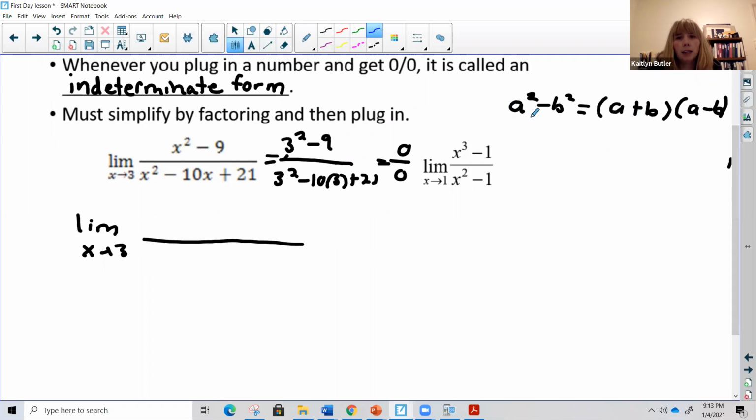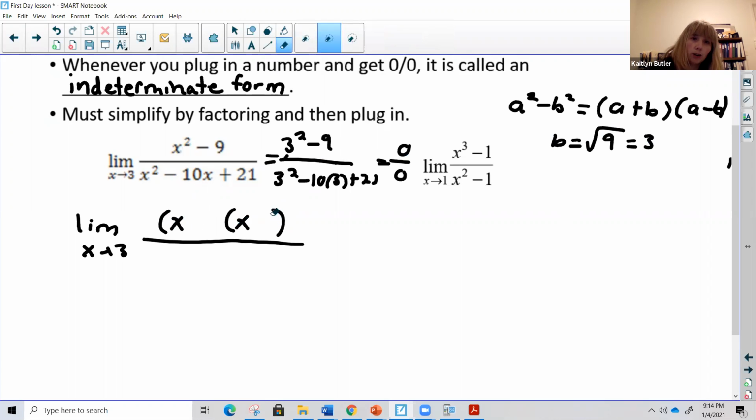A is the value you were squaring to get this number. For this one, I have x squared minus 9, so x would be your a. You'd have x here and x here. Then we ask, what squared gives me 9? The other way to find b is to just take the square root of this number. The square root of 9 is 3, because 3 squared gives me 9. So I would get x plus 3 and then x minus 3.